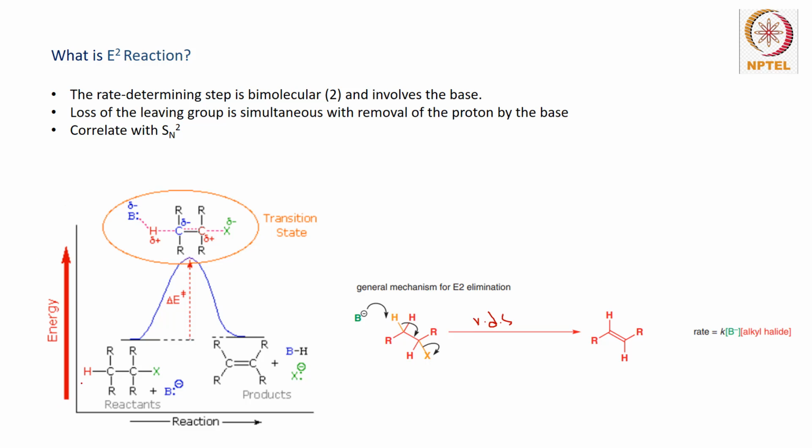If we see the energy diagram, it is similar to SN2, where the substrate is there and both the leaving groups are eliminating from the substrate at the same time and give us our desired alkene product.